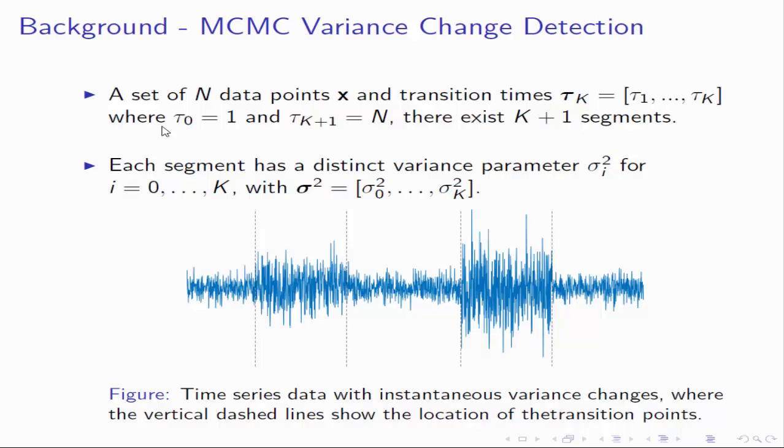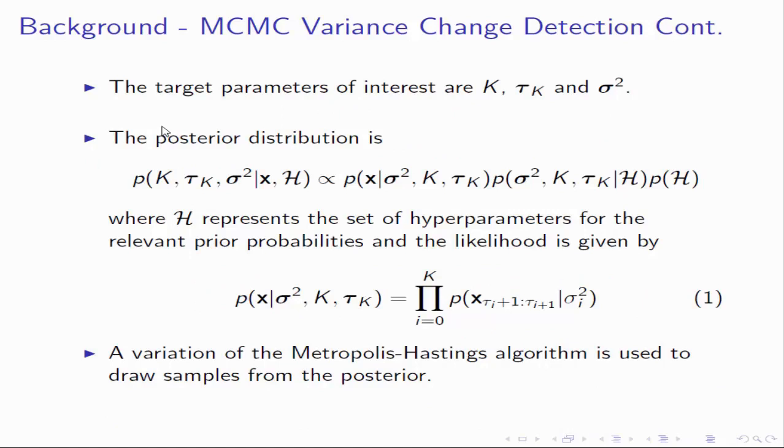Now, there are a number of ways of estimating the target parameters of interest, which are k, tau subscript k, and the vector of the variances. One is using statistical significance tests, such as the generalized likelihood ratio test. Other approaches include dynamic programming. However, all those approaches are inference methods, and they do not enable you to do prediction, which Bayesian approaches enable you to do. So Bayesian both infers and gives you also the ability to predict.